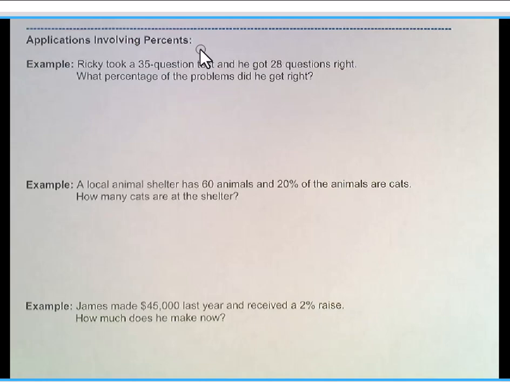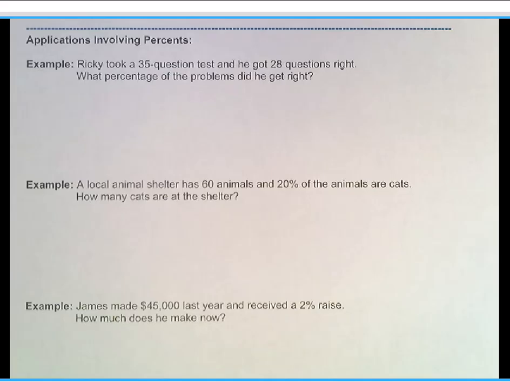Now we're going to do a whole page of word problems involving percents. So the first one says, Ricky took a 35 question test and he got 28 questions right. What percentage of the problems did he get right?